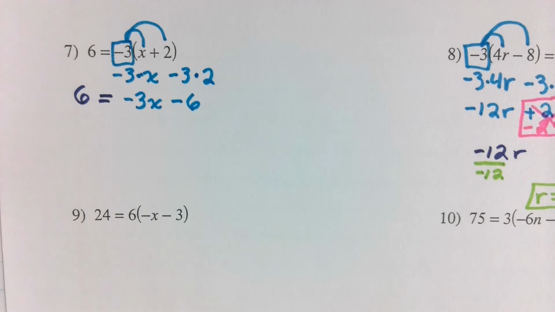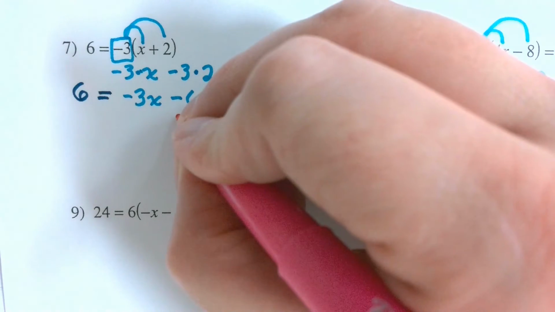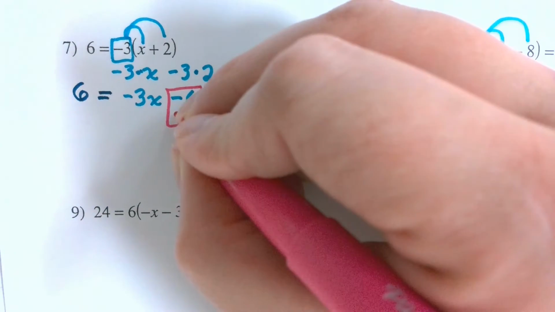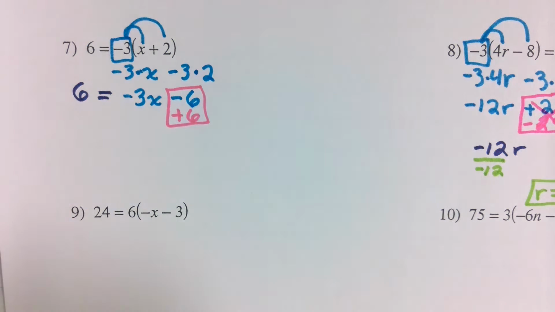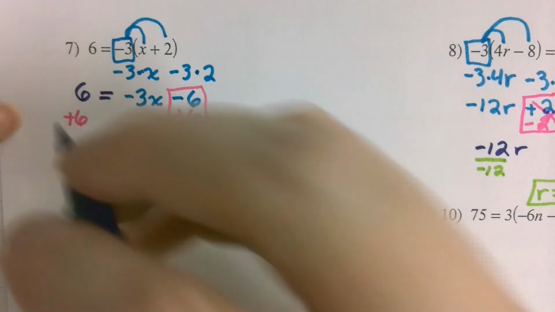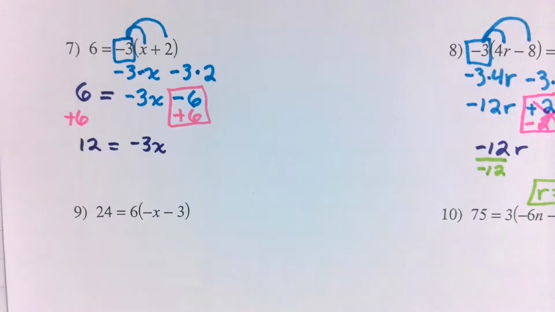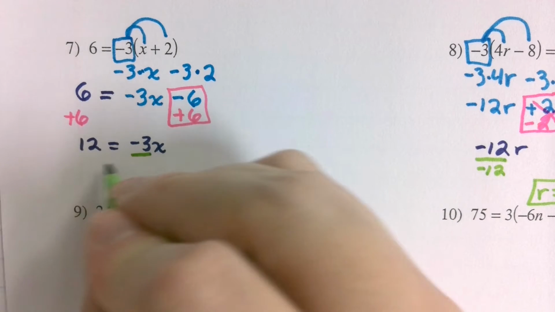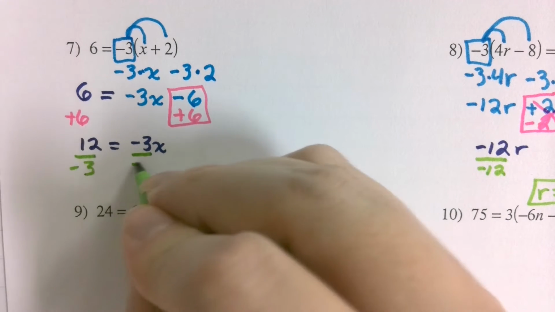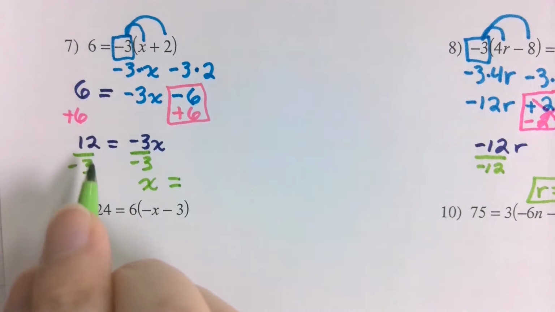Do we have a constant? Yes. We can't combine like terms. There's no combining of like terms, but we do have a constant. That -6 now turns into a +6. And then we add 6 to this side as well. That's going to give us 12 is now equal to -3x. What's our last step? Divide. We're going to divide both sides by -3. And what will x equal? What's 12 divided by -3?